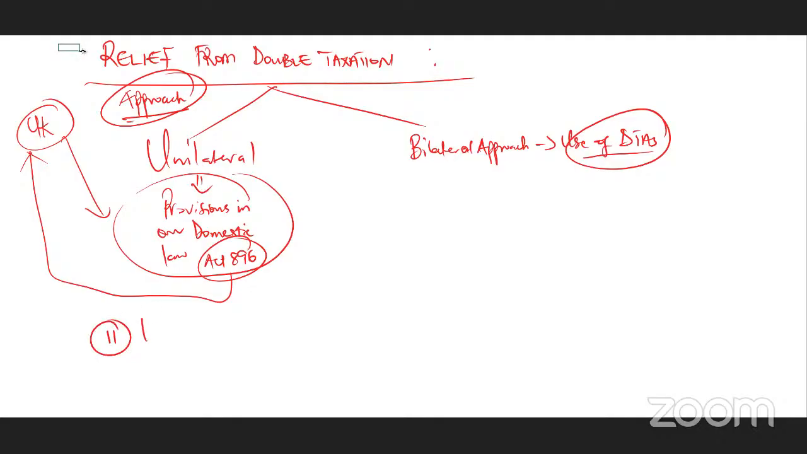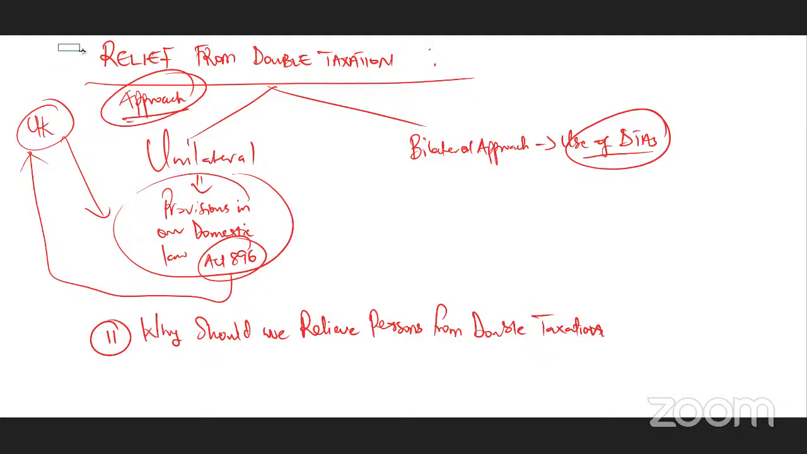So the next thing is, why do we relieve people? So why should we relieve people from double taxation? Why should we relieve persons from double taxation? Okay, or reasons for relieving people from double taxation.